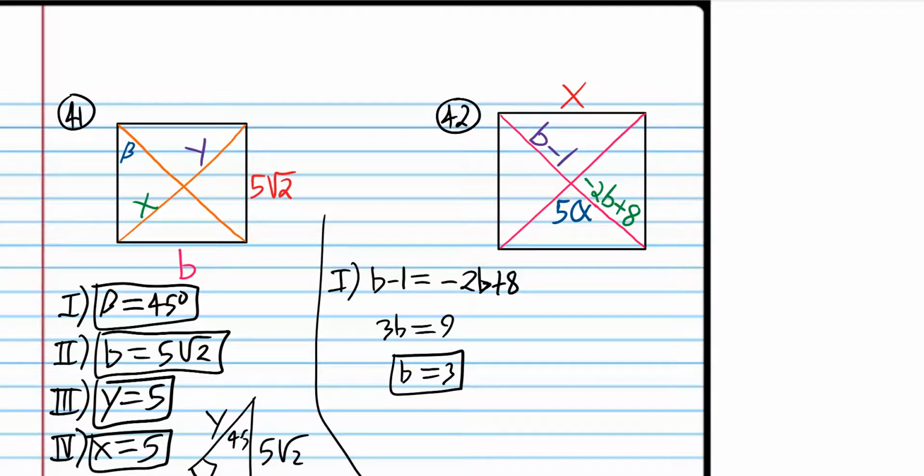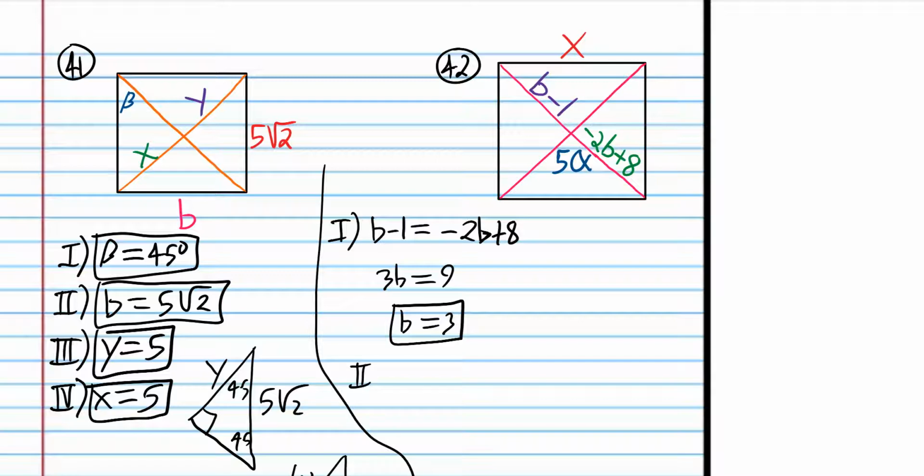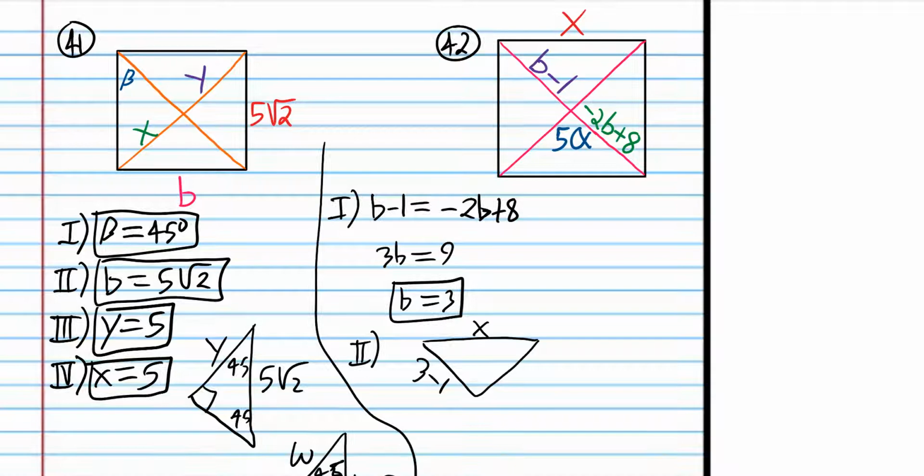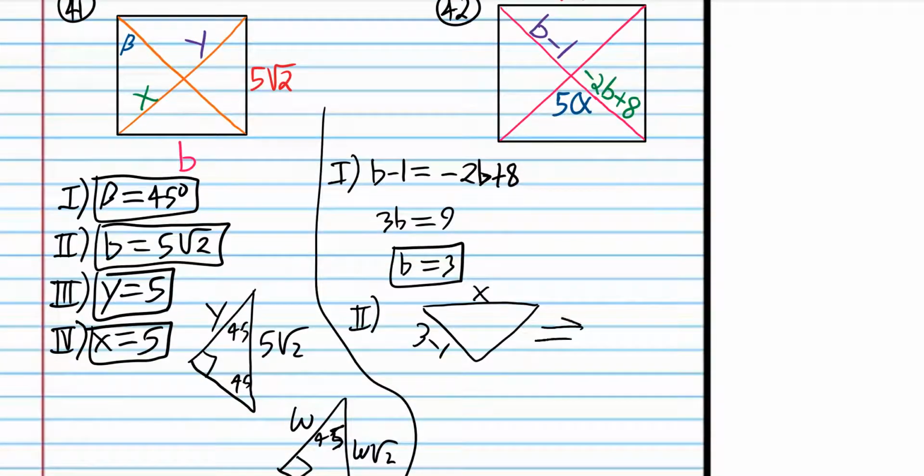So b is 3. Now we have to actually find some of the sides of those triangles. So we need to plug them back in. I'm going to draw. So that's x, and b minus 1 is going to be 3 minus 1. So I guess I'll just draw another one just to show the steps here. So that's x, and then 3 minus 1 is 2. So that side must be 2 also, because again, it's a 45, 45, 90.